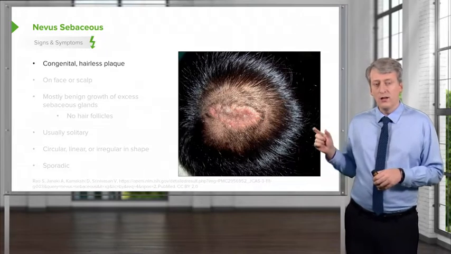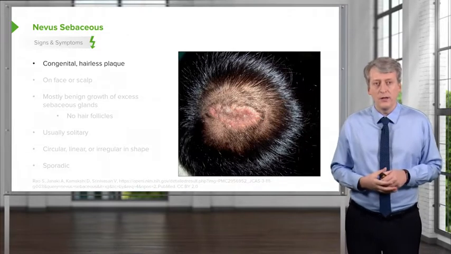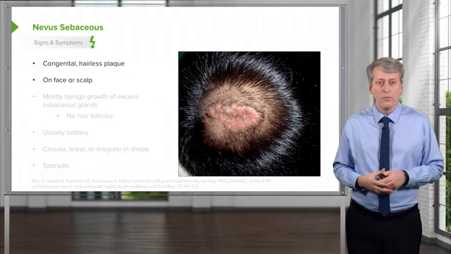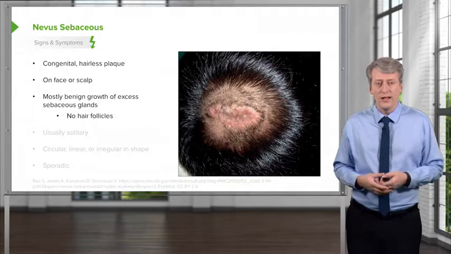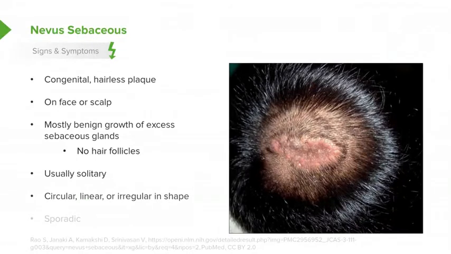In this case, this is probably a nevus sebaceus, or nevus sebaceus of Jadassohn. This is a congenital hairless plaque, as you can see in this picture here. It's on the face or the scalp. It's mostly a result of benign growth of excess sebaceous glands. There are no hair follicles. It's usually solitary, it's circular, linear, or irregular in shape, and it's sporadic. It just happens. It's not genetically inherited necessarily.